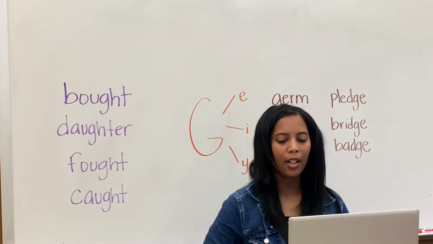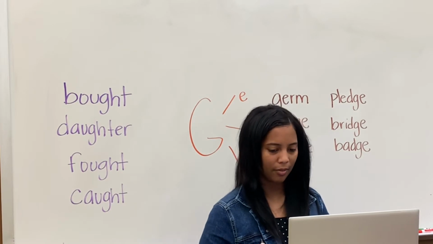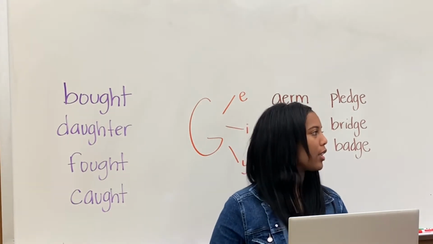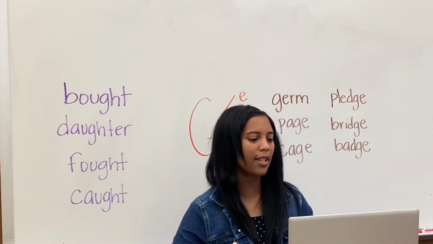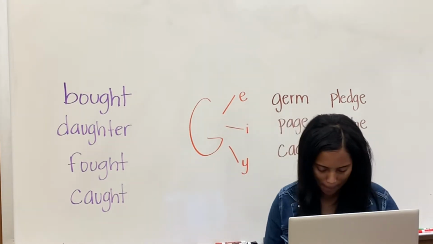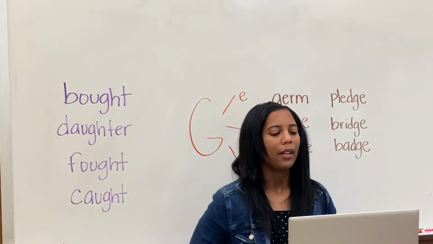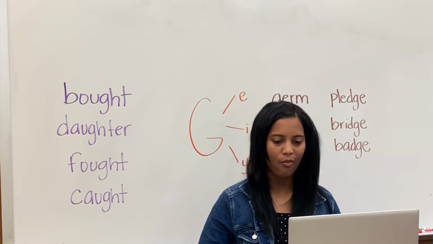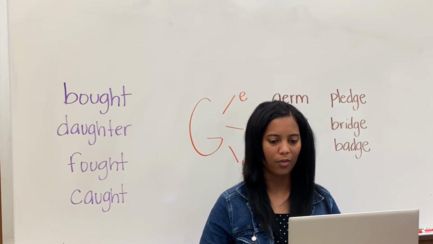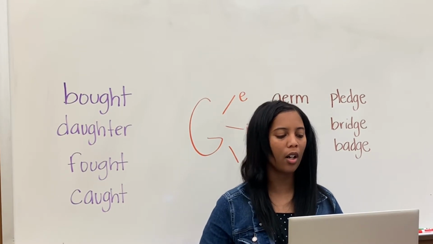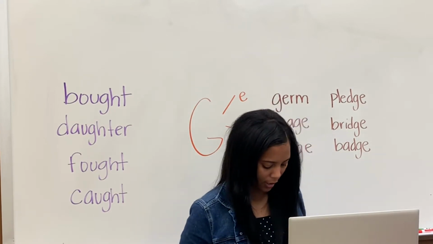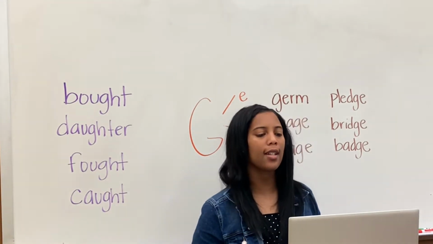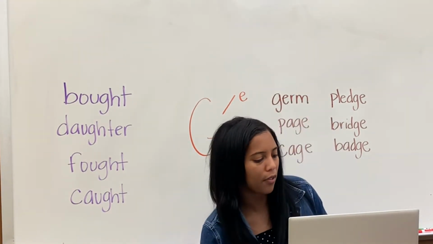A says u in banana. A says u in banana. Good. C says s in city. C says s in city. AU says aw in faucet. Good. AW says aw in saw. Good. EA says ee in leaf.